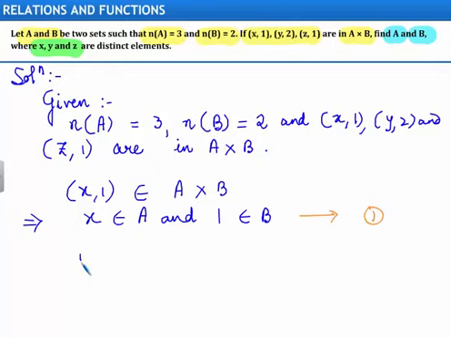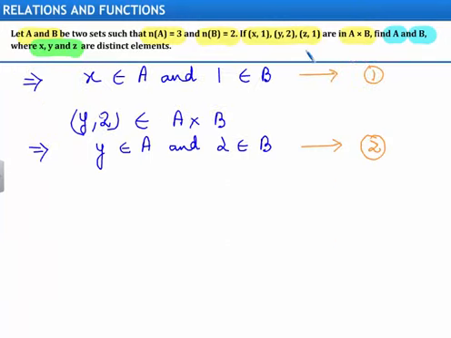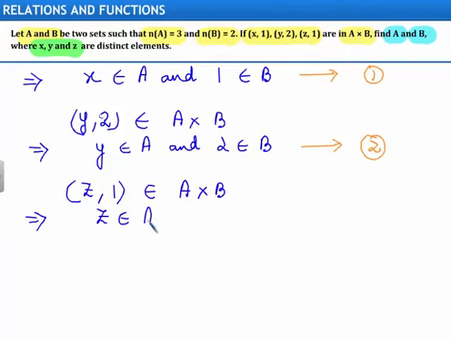Similarly, it is given that (y, 2) belongs to A cross B. So this implies y belongs to A and 2 belongs to B. And let us name this statement as 2. It is also given that (z, 1) belongs to A cross B. And this implies z belongs to A and 1 belongs to B. And let us name this statement as statement 3.